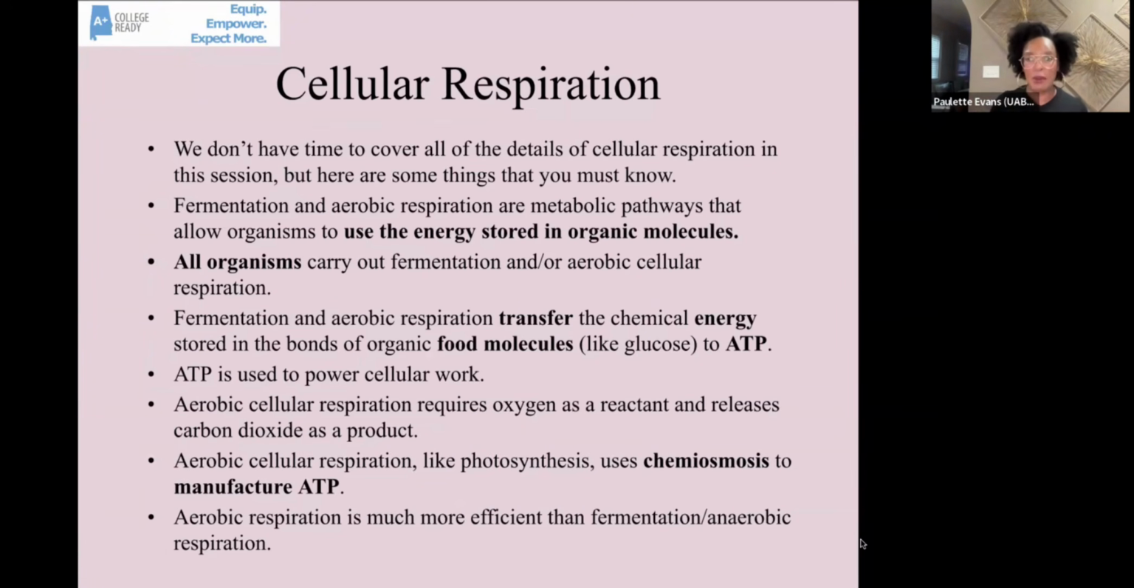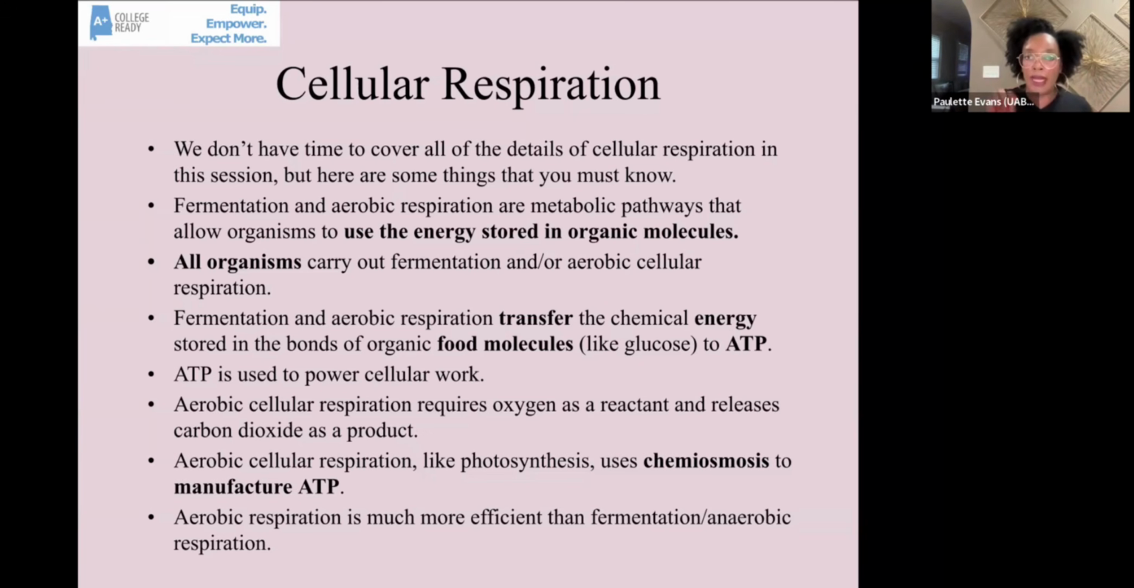All right, let's quickly talk about cellular respiration. We don't have time to cover all of the details of cellular respiration, but we're going to get some high points. We're going to look at a few multiple choice, and then we're going to look at some FRQs. So fermentation and aerobic respiration are metabolic pathways that allow organisms to use energy stored in organic molecules. In other words, the molecules that are produced by autotrophs, the producers, at the end of photosynthesis, these sugars. Cellular respiration is the process that's going to oxidize or break apart those sugars and convert that to energy we can use, which is ATP.